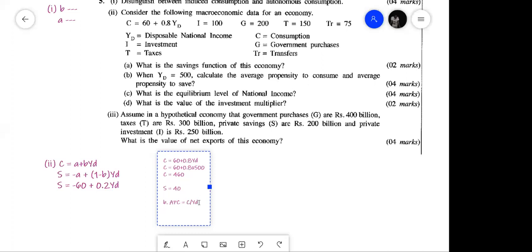Okay, so now you have the numbers. Now calculate. APC is equal to consumption divided by disposable income. Consumption is 460, disposable income is 500. How much do we get as an answer? Answer 0.92.